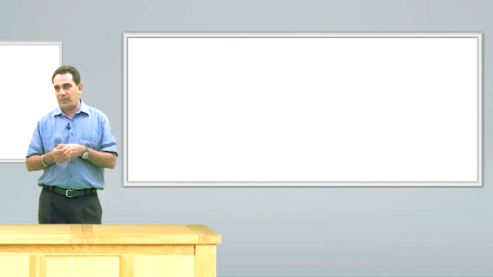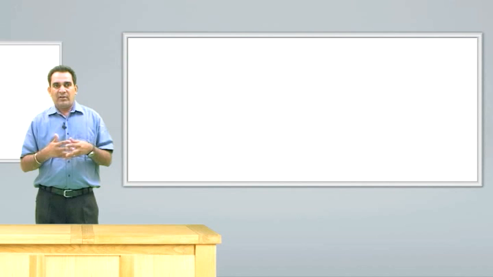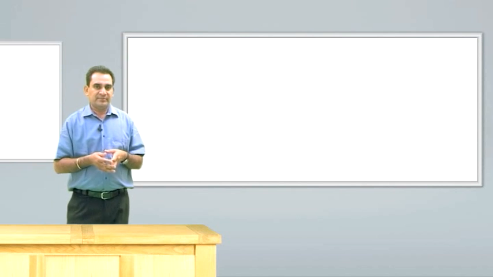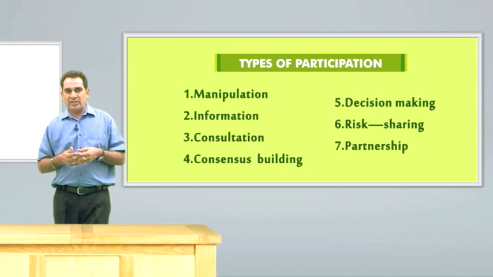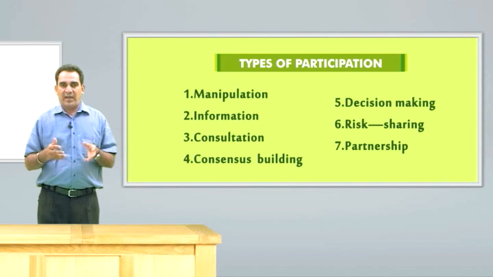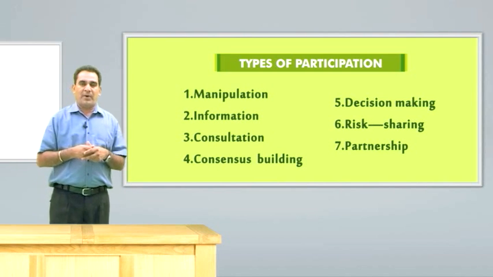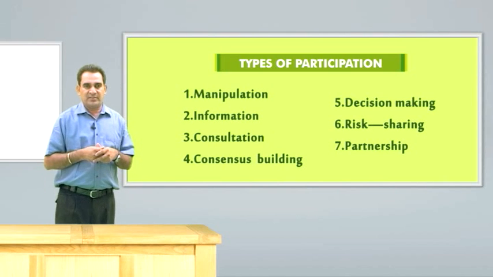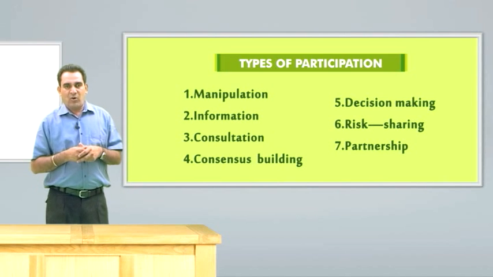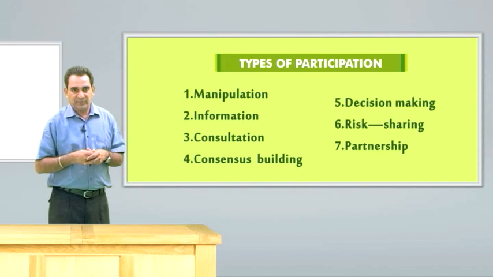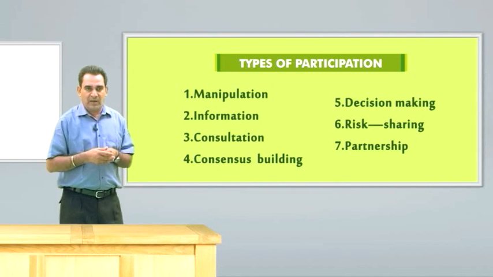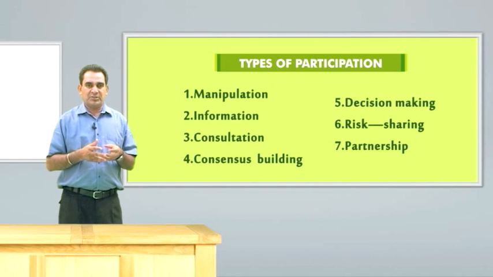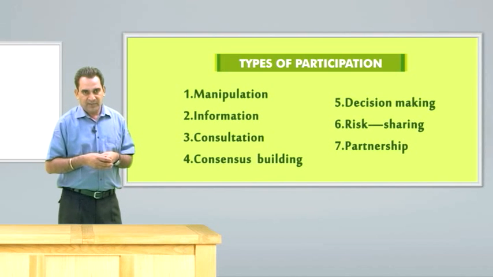Next is types of participation. How many types of participation, anyone? One is manipulation. The lowest rung applies to situations of non-participation where participation is contrived as the opportunity to indoctrinate. Next is information, when stakeholders are informed about their rights, responsibilities and options.